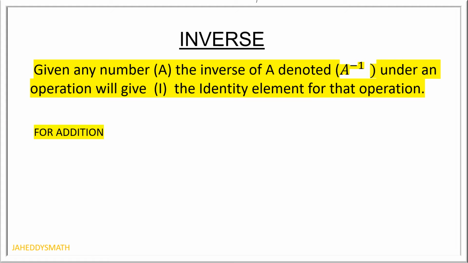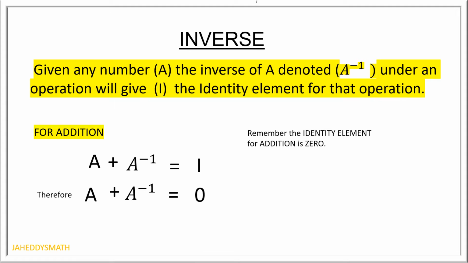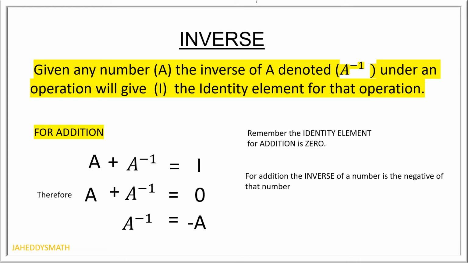Let us look at the case for addition. We have a, it is added to by its inverse, which should be equal to the identity element. So what is the identity element of addition? Remember, the identity element of addition is 0. So, based on that, we have that the inverse must be equal to the negative of a by simple calculation. So, for addition, the inverse of a number is the negative of that number.